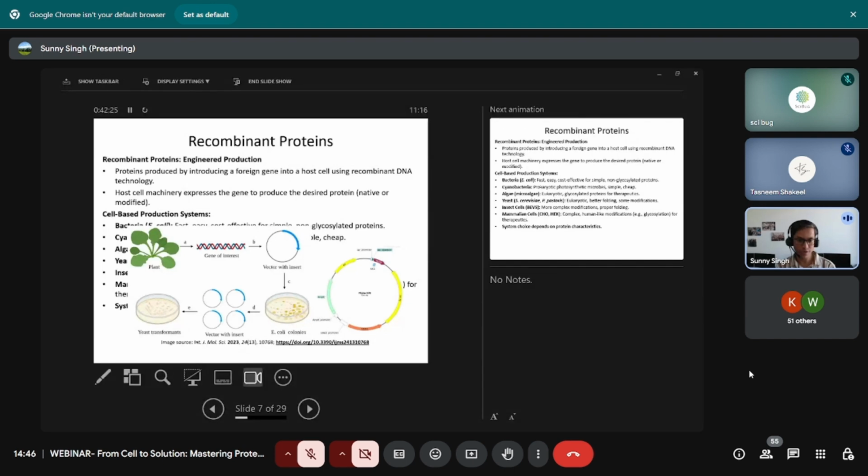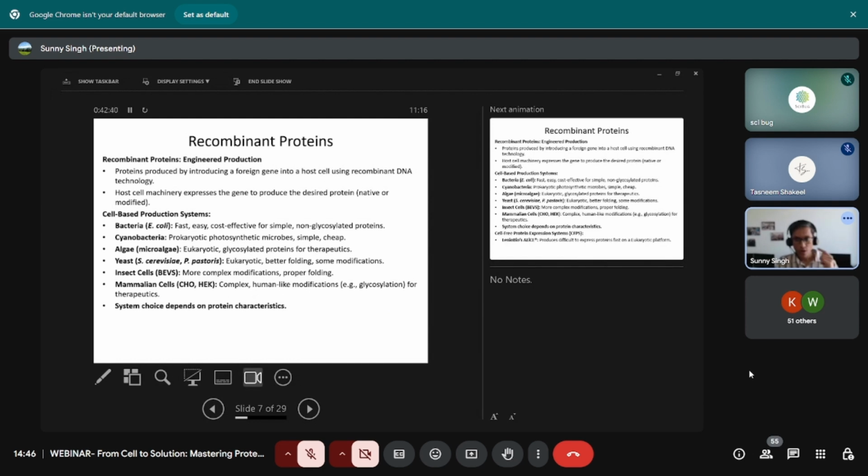Before you do the protein production, before you do the cloning, always think it through, the end goal, and then you will be able to plan your experiment better, and hopefully you will get better results.